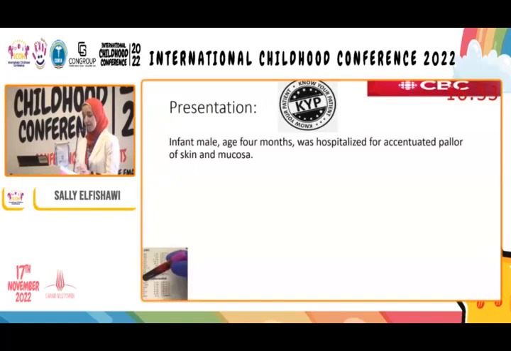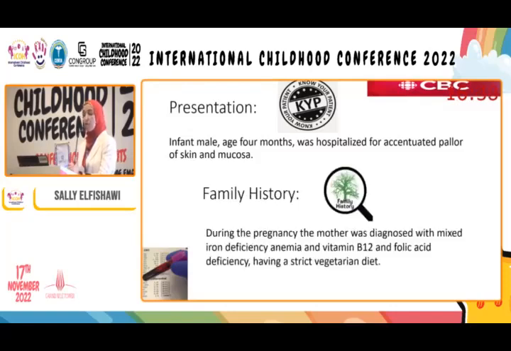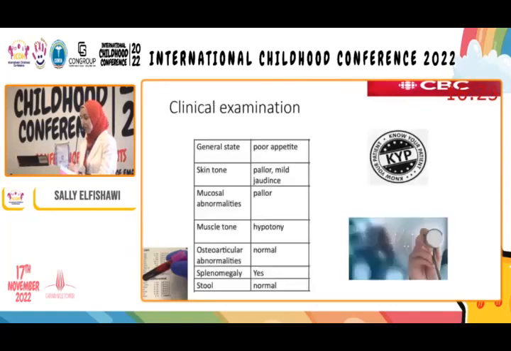Our first case: we have an infant male, 4 months old, hospitalized for accentuated pallor of skin and mucosa. And as I said, we really need to go through the history thoroughly. On family history, during the pregnancy the mother was diagnosed with mixed iron deficiency anemia and vitamin B12 and folic acid deficiency because she was on a strict vegetarian diet. On clinical examination, the infant had poor appetite, pallor and mild jaundice, and hypotonia of the muscle tone.